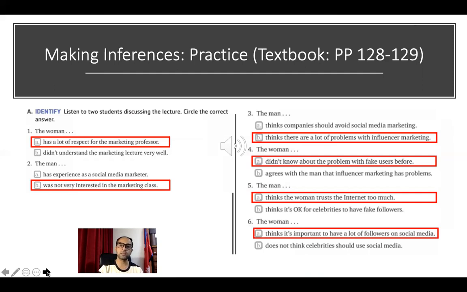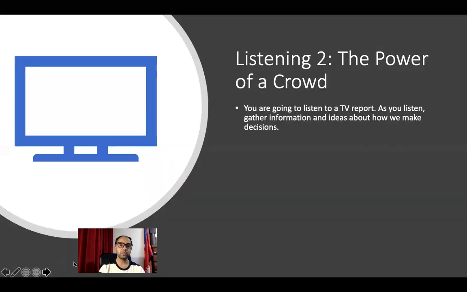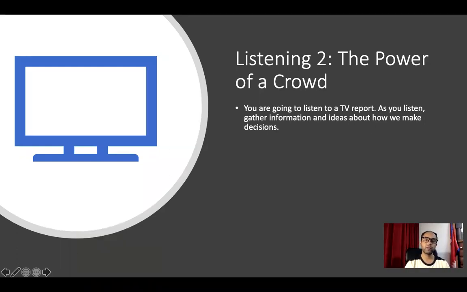If you want to practice this again, you can look at textbook pages 128 and 129. Okay, now let's go to the next part. The next part is listening to the power of a crowd. What does a crowd mean? Crowd means many people, many persons gathering together, right? And does a crowd have power? Yes, and sometimes the results are negative also, right? So you're going to listen to a TV report. As you listen, gather information and ideas about how we make decisions.